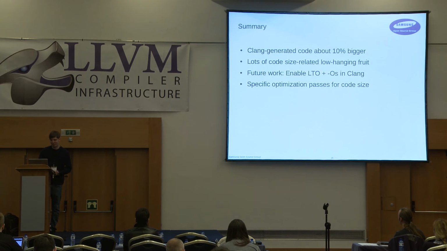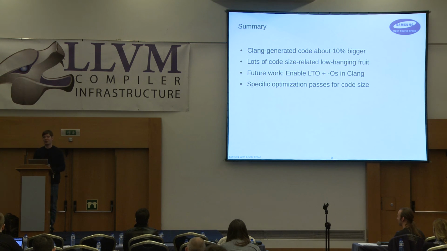Okay, that brings me already to the summary. Overall, the Clang-generated binary is about 10% bigger. I think that's not too bad, to be honest. I expected the difference to be higher, so I think that's still not too bad.